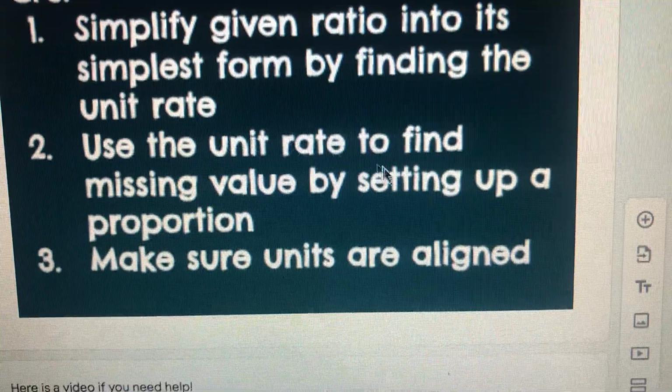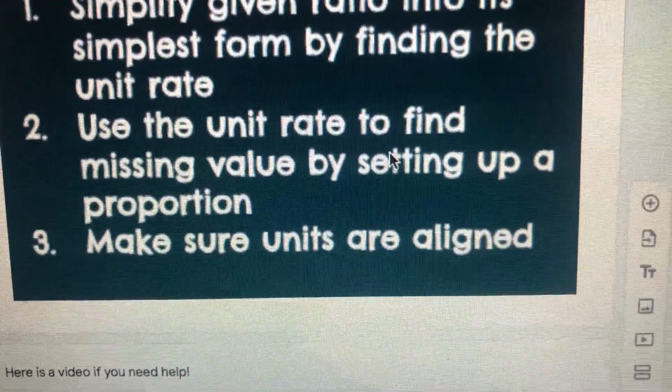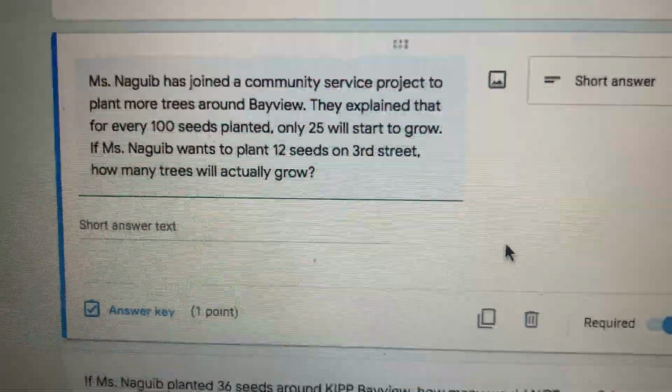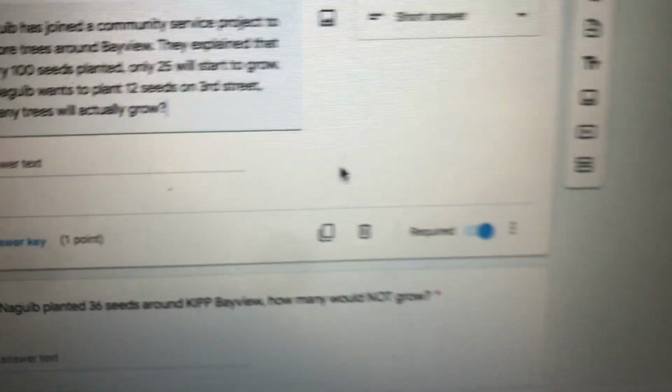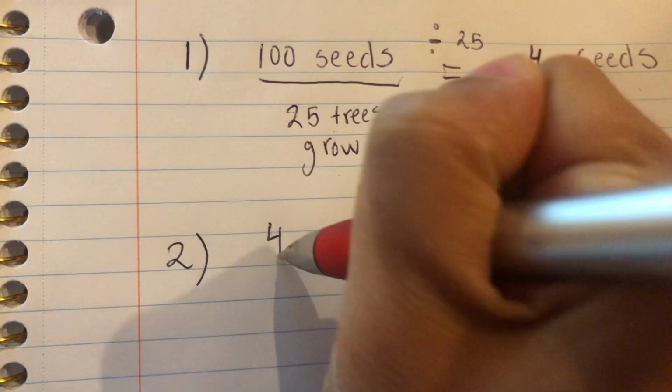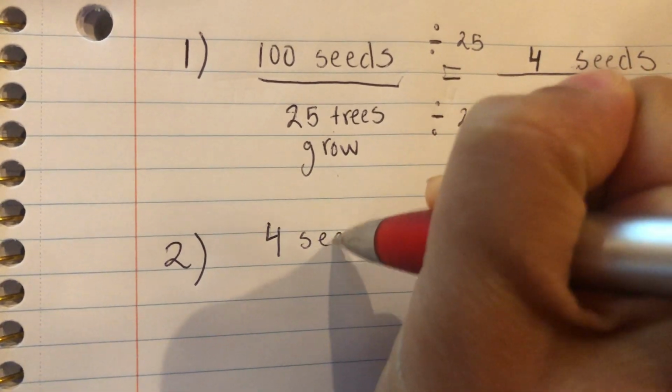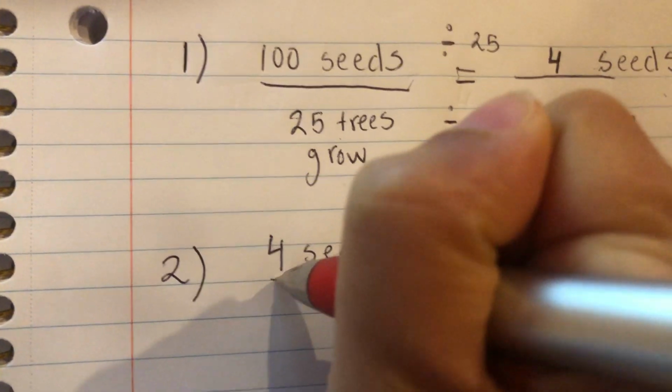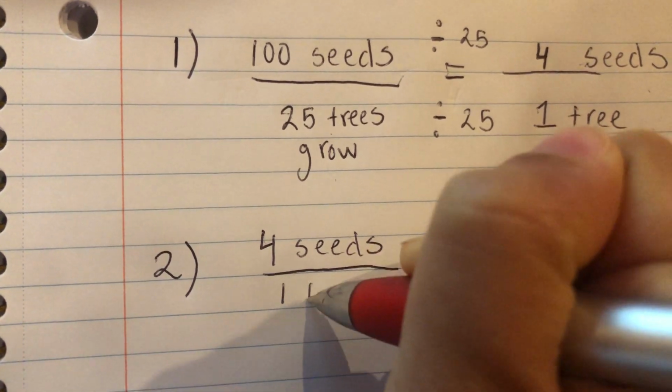Okay, so what we're gonna do is step number 2. Use the unit rate to find the missing value by setting up the proportion. So we're gonna use the unit rate. So step 2 in the CFS, I'm gonna write my unit rate right here. I know that it's 4 seeds per 1 tree.